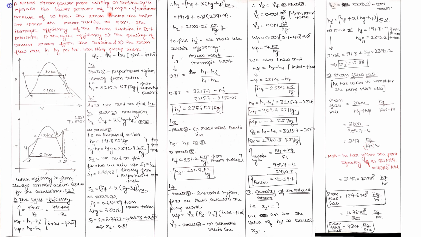Just convert it to bar. So multiply by 10, it will be converted into bar. So 4 megapascal will become 40 bar, and condenser pressure of 10 kPa. That also you need to convert in terms of the bar. So 10 kPa in terms of bar is 0.1 bar.